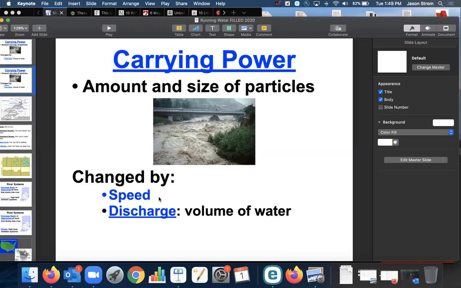And then the second one, discharge. So just how much water there is, which makes sense. If a certain amount of water can move a certain amount of sediment, and you have more water, then it can move more sediment. It's pretty logical. So a bigger river is going to be moving more sediment than a small river, just because there's more water going through it.